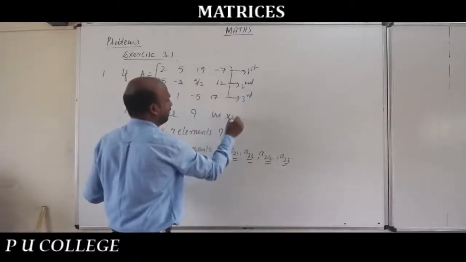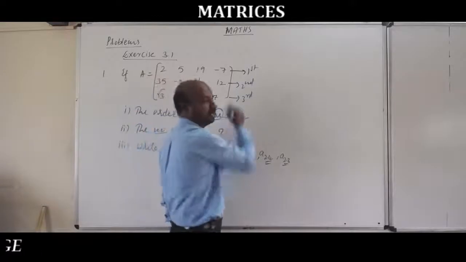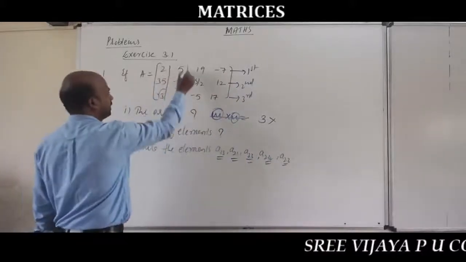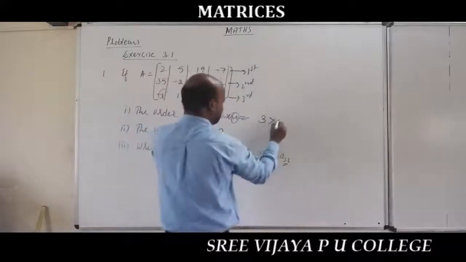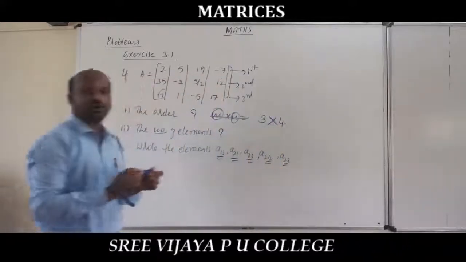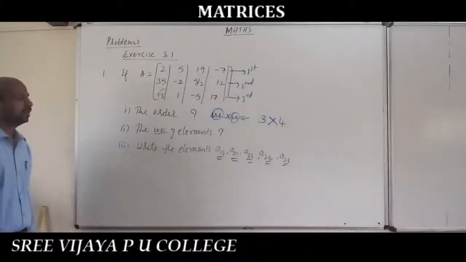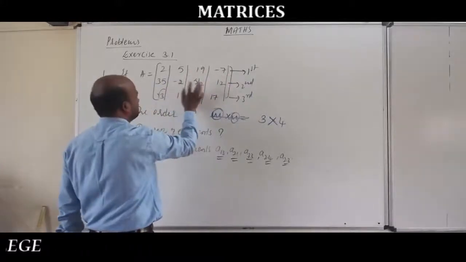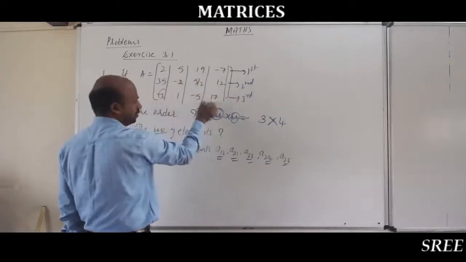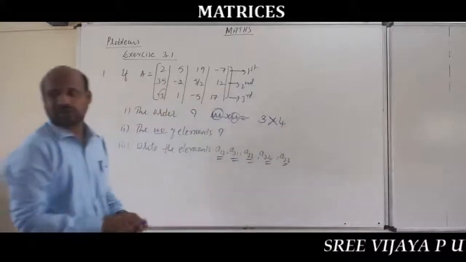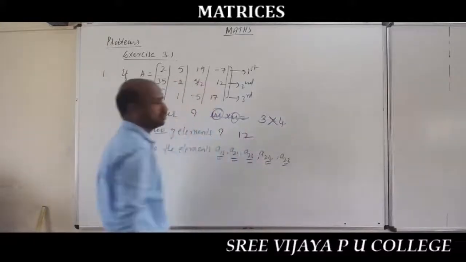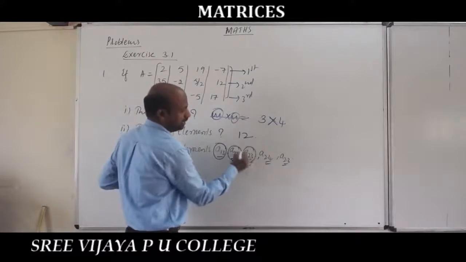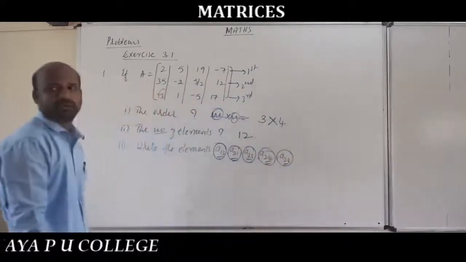First we have to write it as m by n, where m indicates the number of rows and n indicates the number of columns. Here the number of rows is 3, and the number of columns: first, second, third and fourth column, that is 4. So the order of the matrix is 3 by 4. The number of elements is 1, 2, 3, up to 12, so 3 into 4 is 12. The number of elements in the given matrix is 12. So write the elements A13, A21, A33, A24 and A23.